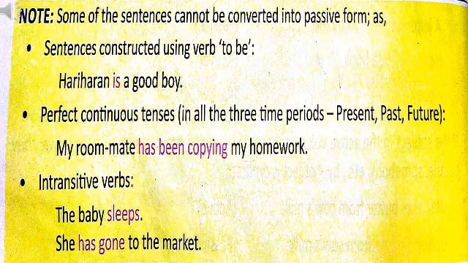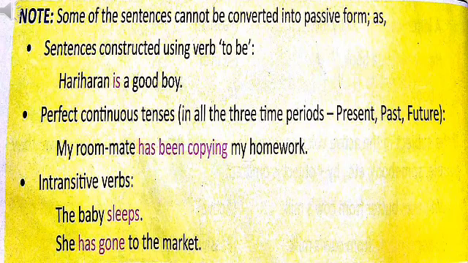Students, if you see carefully this given table, you will find that some kinds of tenses are missing here. Means to say, there are some kinds of tenses which are not changed into passive voice. These are present perfect continuous, past perfect continuous, future perfect continuous, and future continuous. Students, remember that these four kinds of tenses are not changed into passive voice.